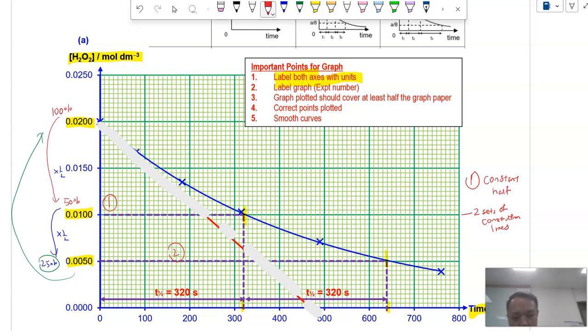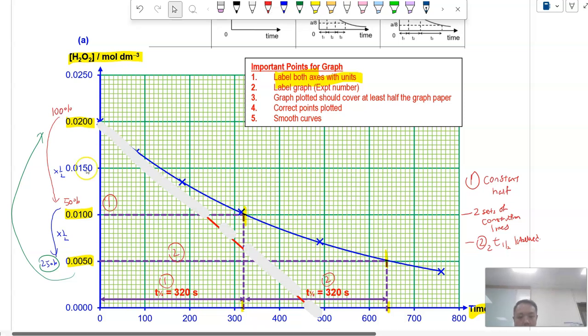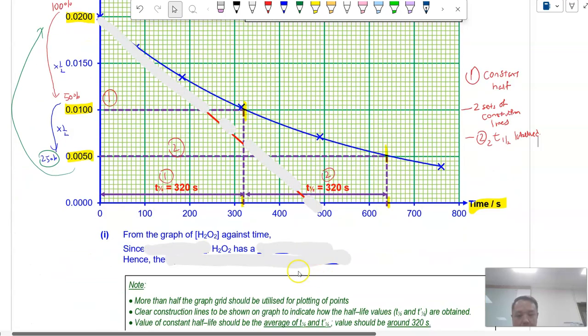And then we need to label our half-life. So set number 1 half-life, half-life 1, half-life 2, 2 T half, that's labeled. So the construction lines are highlighted in purple and the half-life labeled. That will indicate our working for the graph. And then since the half-life is constant, I can therefore conclude that it's going to be first order with respect to H2O2. So the H2O2 graph has a constant half-life.